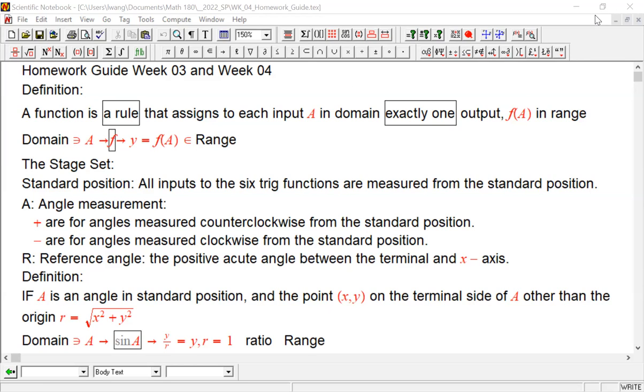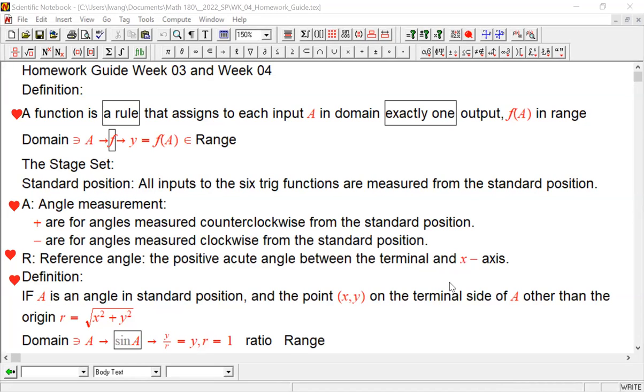We've mentioned this over and over again. Definition is the number one important thing that we keep reflecting on. And also for trigonometry functions, the stage set and the ARD, the A, the R, and the D. Here we only have the definition of sine, and of course cosine, tangent, cotangent, cosecant, secant. So these are the centerpieces.